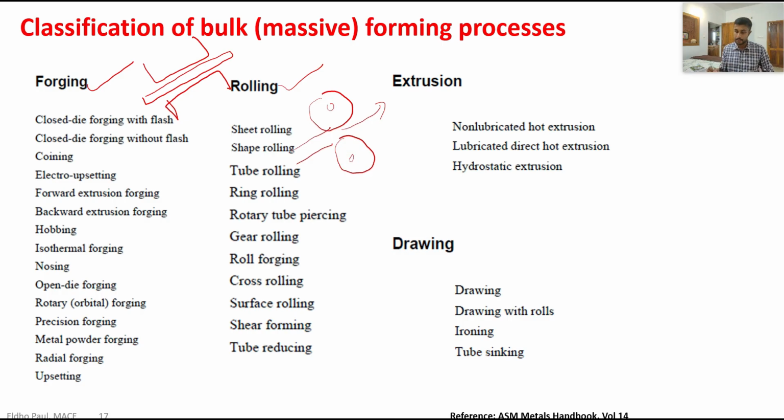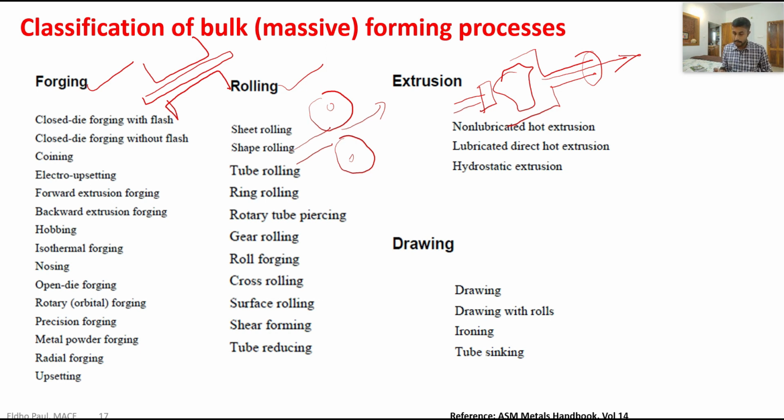In the extrusion process, we push the material through an opening. Here we have some material, and we push it through this opening, and the final product will have the cross section of the opening. This is the extrusion process.